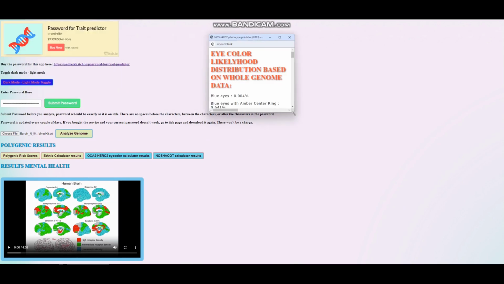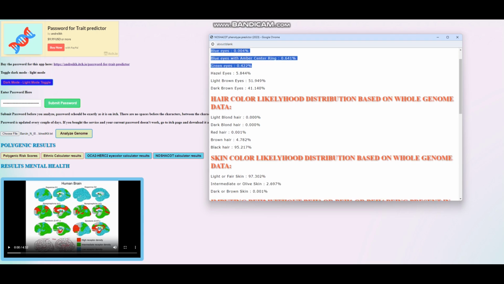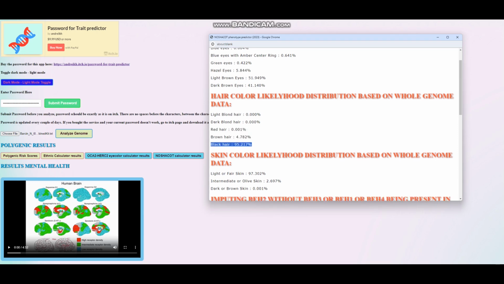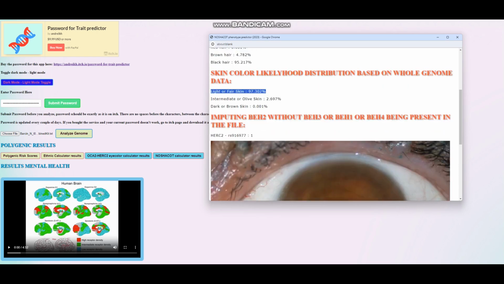So this is what she scores with my Snipper calculator. It looks like she is scoring light brown or dark brown eyes. The likelihood of any other eye color for her is pretty low. It looks like pretty much 0% for everything besides hazel, and even for hazel, there's only 6% likelihood. For hair color, it looks like she's got black hair. All right, and for skin color, it looks like she's got light or fair skin. Very high probability of that.